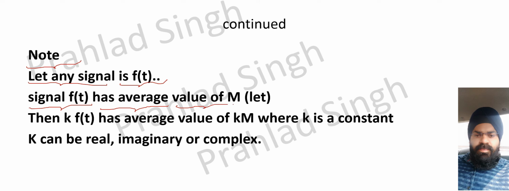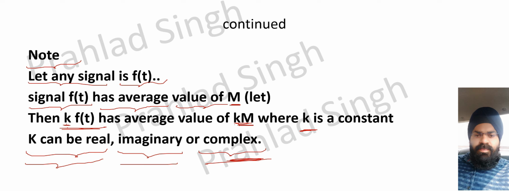Signal f(t) has an average value of m. We are assuming that signal f(t) has average value m, then k f(t), where k is a constant, has an average value of km. That same k will be multiplied with the previous average value. Listen, k is a constant, but k can be real, imaginary, or complex. That we have to remember.